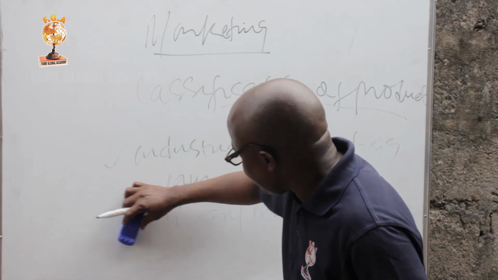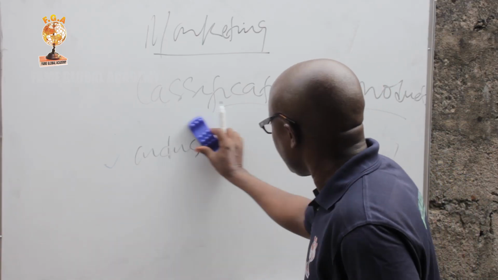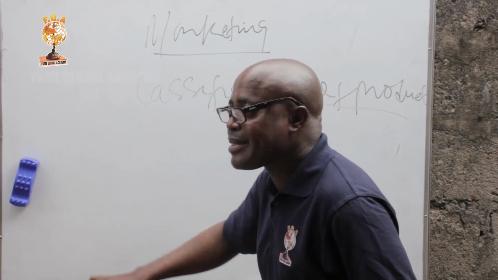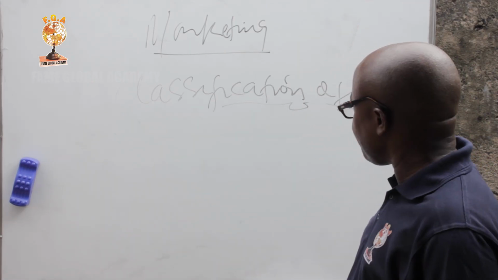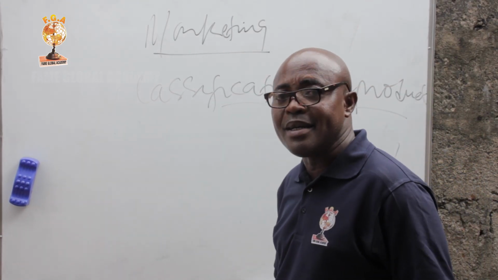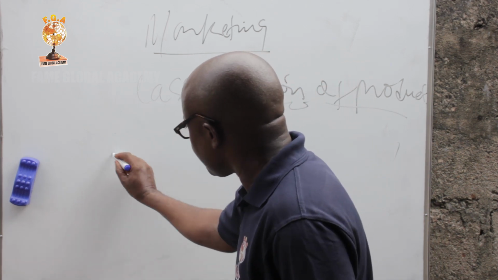Now, having talked about the primary, we go to the next level of product. And that next level of product is the one we refer to as a secondary product.